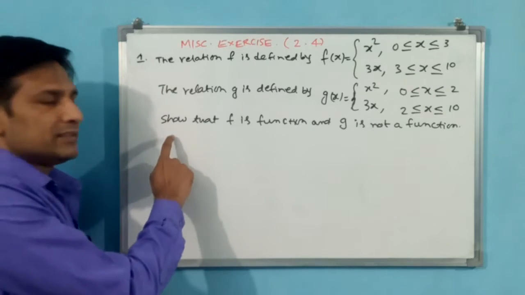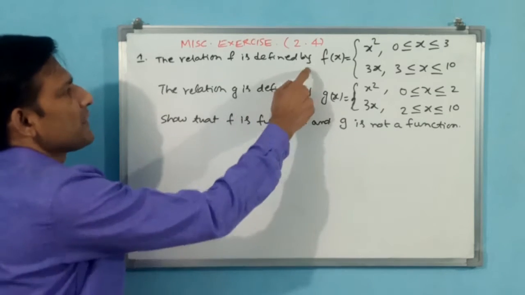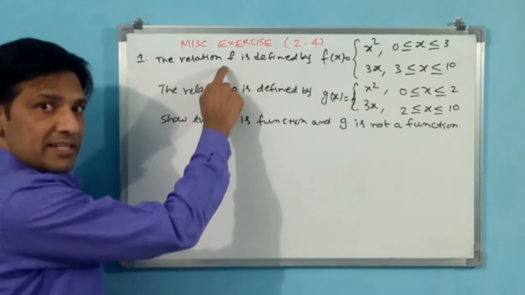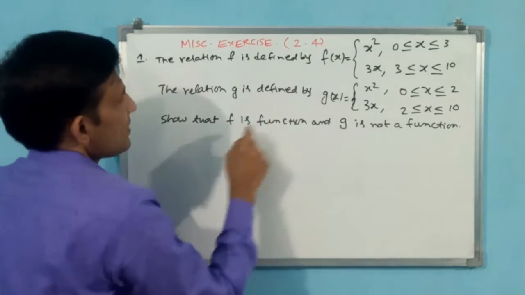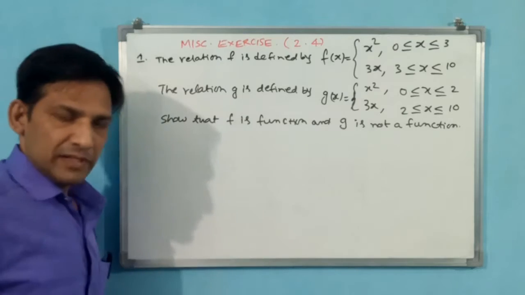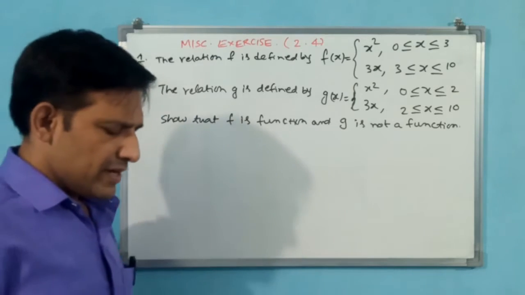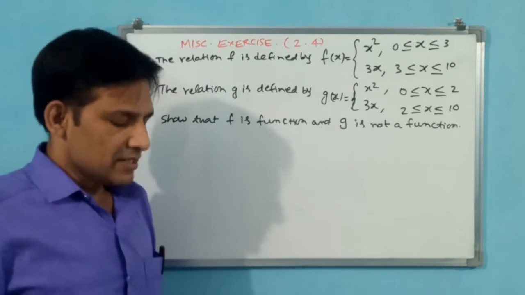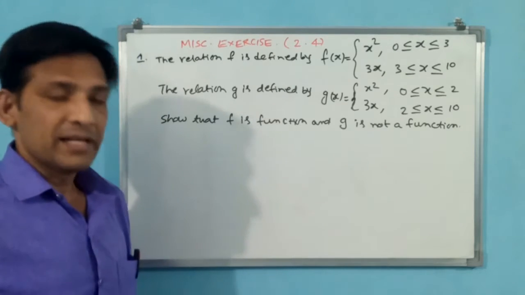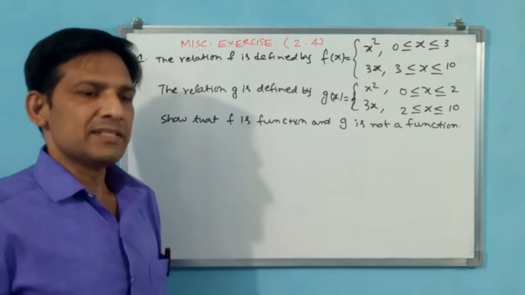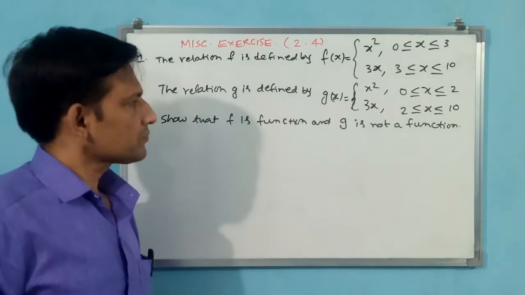What is being asked? Show that f is a function. That means f is a relation here. This relation f is a function, but g is not a function. This relation is not a function. That means every function is a relation, but every relation is not a function. Or we can say approximately function is a subset of relation.